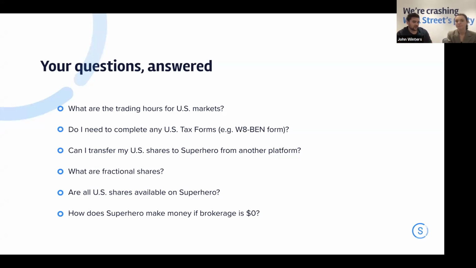It does give you the opportunity to reduce your withholding tax rate from 30 down to 15%. Yeah, so it's thanks to Australia for having a great relationship with the US and allowing us to pay less tax.